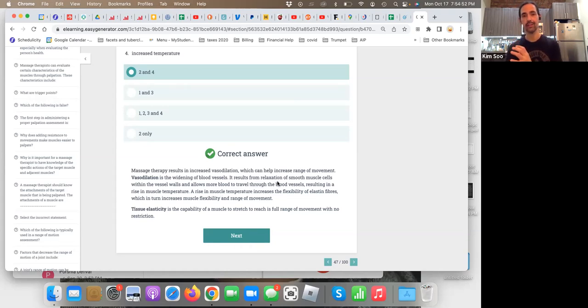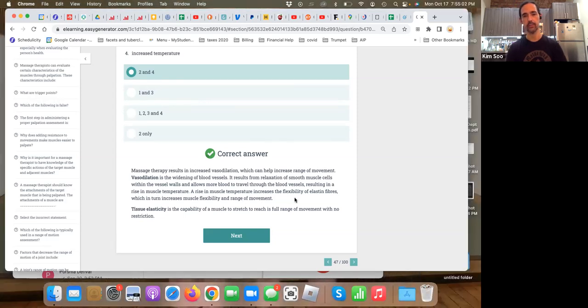Vasodilation is the widening of blood vessels. It results from relaxation of smooth muscle cells within the vessel walls and allows more blood to travel through the blood vessels, resulting in a rise in muscle temperature. The rise in muscle temperature increases flexibility of elastin fibers, which in turn increases muscle flexibility and range of movement. Tissue elasticity is the capability of a muscle to stretch, to reach its full range of motion with no restriction. Okay, so it says full range of motion and it's talking about a muscle. But earlier we saw it in writing: range of motion refers to the movement of a joint.